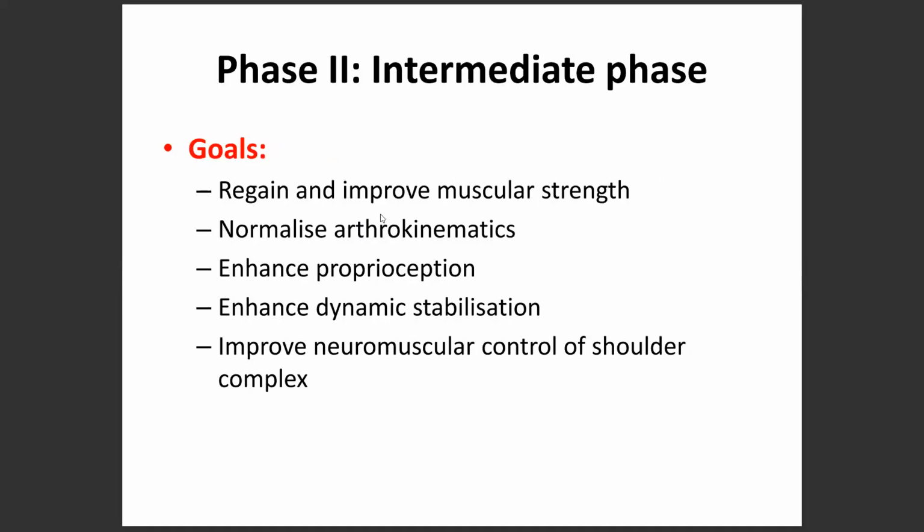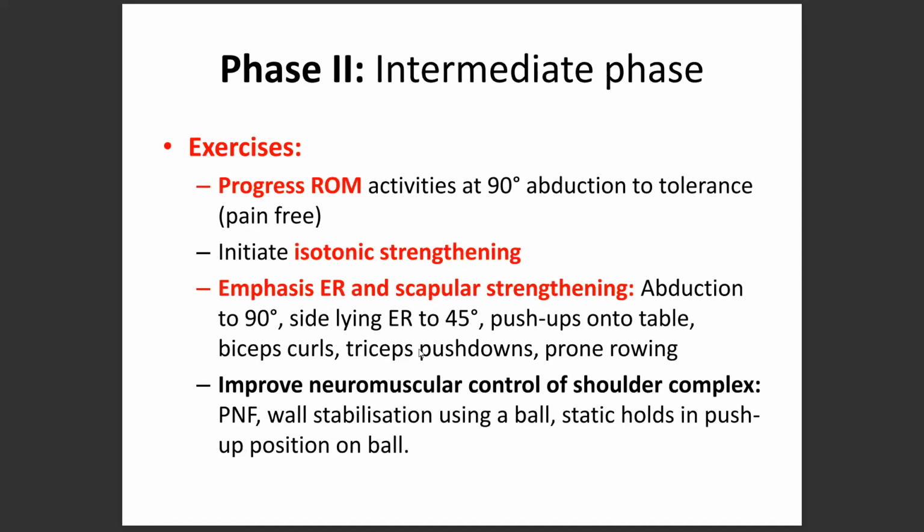When we progress to phase 2, what will be our goals? The main goals will be the enhancement of what we have gained. So regain and improve muscular strength, normalize orthokinematics, that is, normalize the joint play, enhance proprioception, enhance dynamic stabilization, and improve neuromuscular control of the shoulder complex. So the proprioceptive drills should be continued. Similarly, we now have to enhance the dynamic stabilization as well.